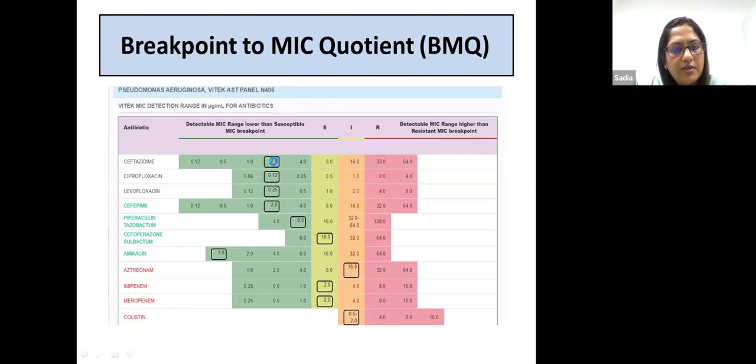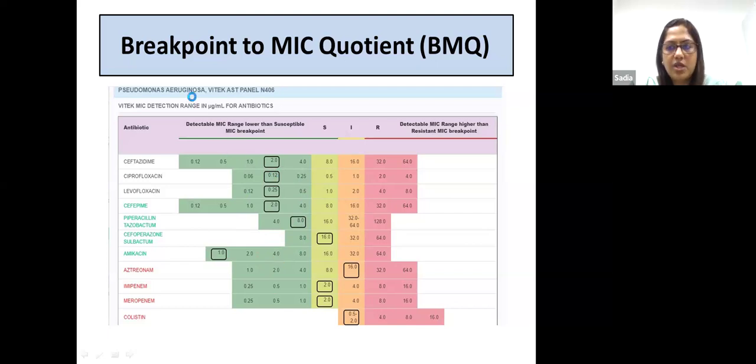So if you see over here, whatever we have rounded up, that is your MIC for that particular organism. The farther away it is from your breakpoint, the more chance that this drug will lead to a successful therapy. So it is very important to measure the BMQ ratio. It is kind of a taxing process to do this manually. There are lots of softwares which do it automatically, but you should remember that BMQ or the breakpoint to MIC quotient can guide you in choosing antibiotics when many of them are sensitive.